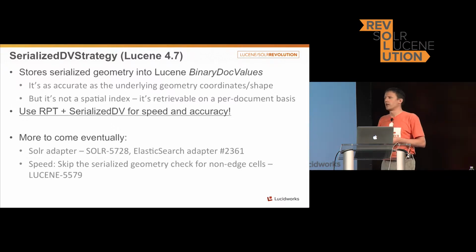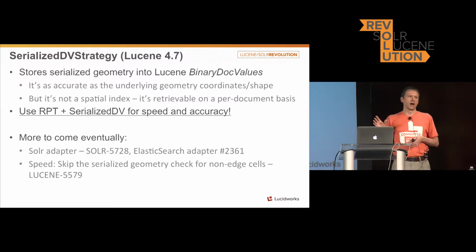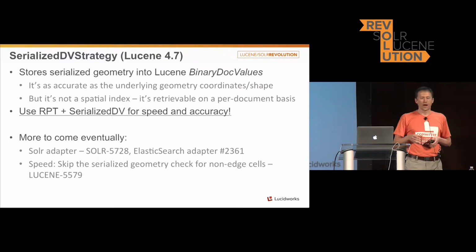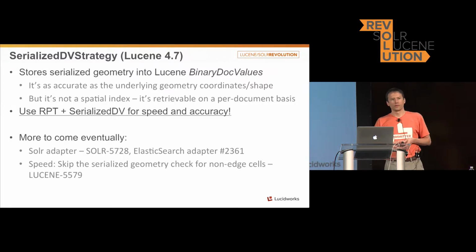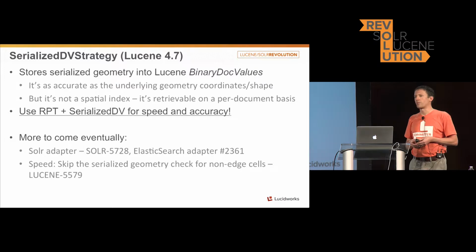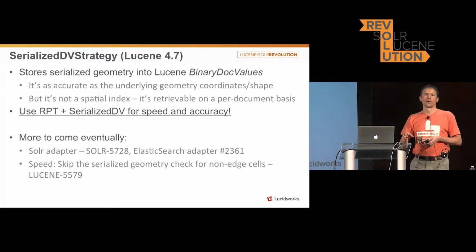It's important to know that this thing is not an index. You can't use this thing by itself because you can only look up the value on a per document basis. If you want to know what's in a certain region, you marry this strategy with the existing RPT index and then use it together. I have a code sample on the next slide.